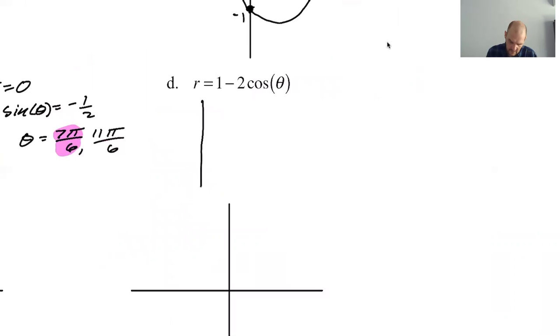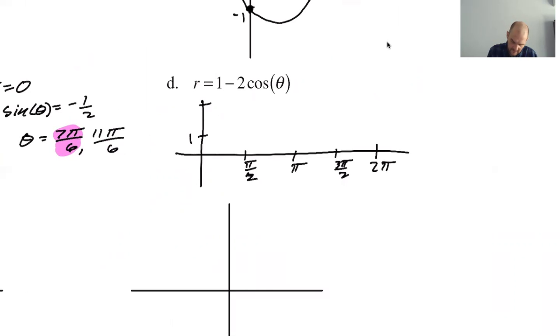So 1 minus 2 cosine. It's going to take 2 pi. These always take 2 pi. Thank goodness, right? We want easy things if we can get them. 1, 3, -1. All right, cosine starts at a minimum. So here, here, here, like that, like that.